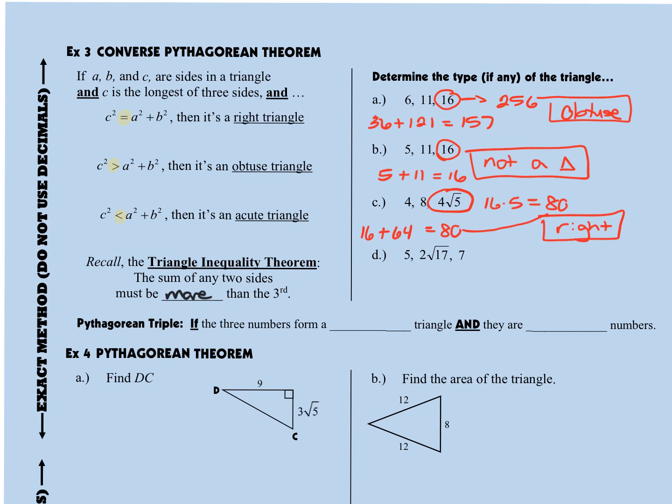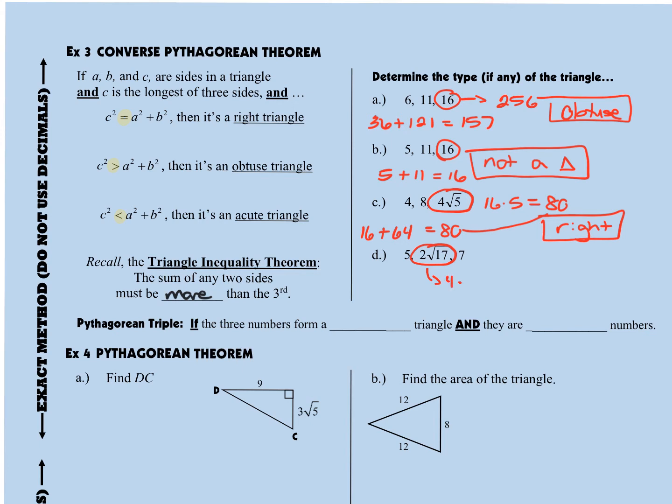Our last one, we're going to look at our 5, our 2 square root of 17, and our 7. And the 2 square root of 17 this time is going to be our largest value. Again, what we can do is say, okay, square root of 17 is a little bigger than square root of 16. Square root of 16 would be 4. So we've got 2 times something a little more than 4. That, of course, is going to be bigger than 7. So that's, again, a good way to check whether or not one radical is more than another.